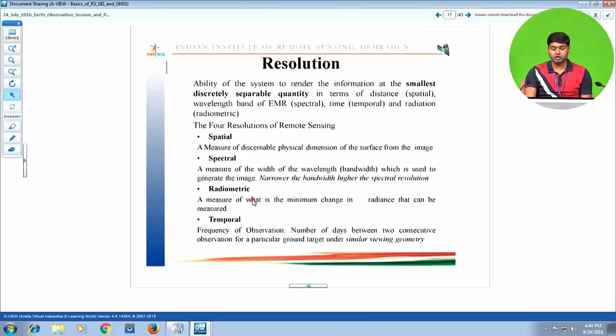Now coming to radiometric resolution, it is dependent on the energy you have received from the earth's surface. Whatever energy level you are recording, if you have to differentiate the energy levels, you have to give some radiometric values to it, which I am going to tell in an upcoming slide. Then coming to temporal, it is the frequency of observation. I told you how repetitively you acquire data for the same area with the same viewing geometry, that is your temporal resolution.